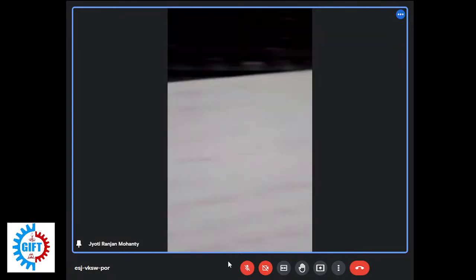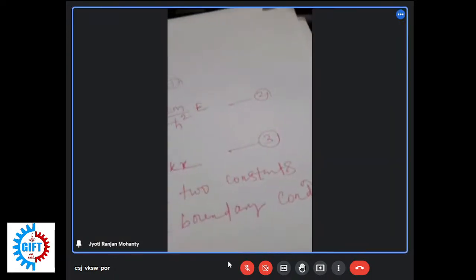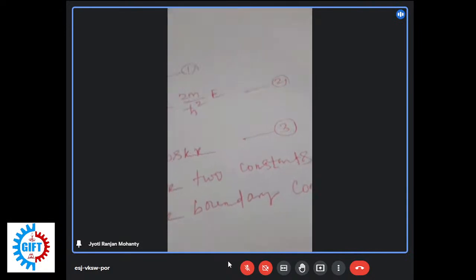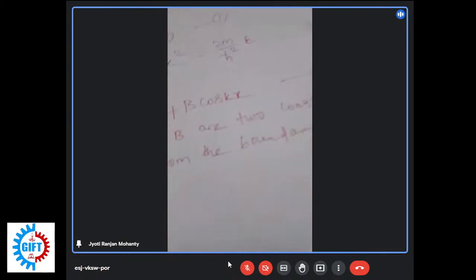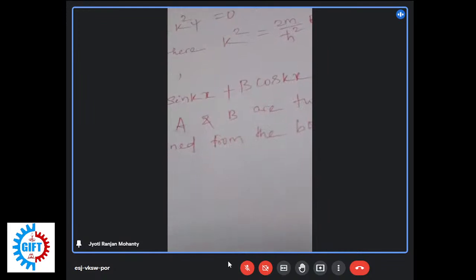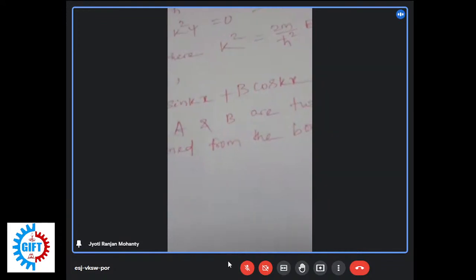Understood? Yes, sir. A and B are two constants to be determined from the boundary conditions. So what are the boundary conditions? Now we have to apply the boundary conditions.